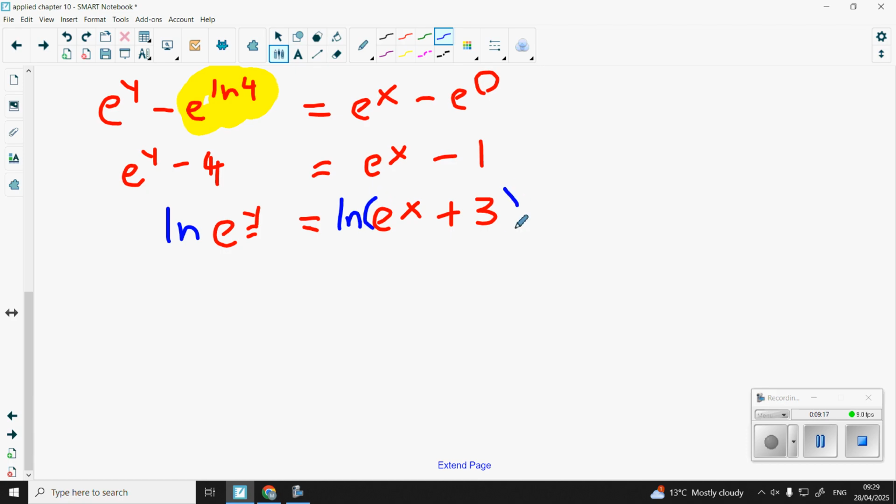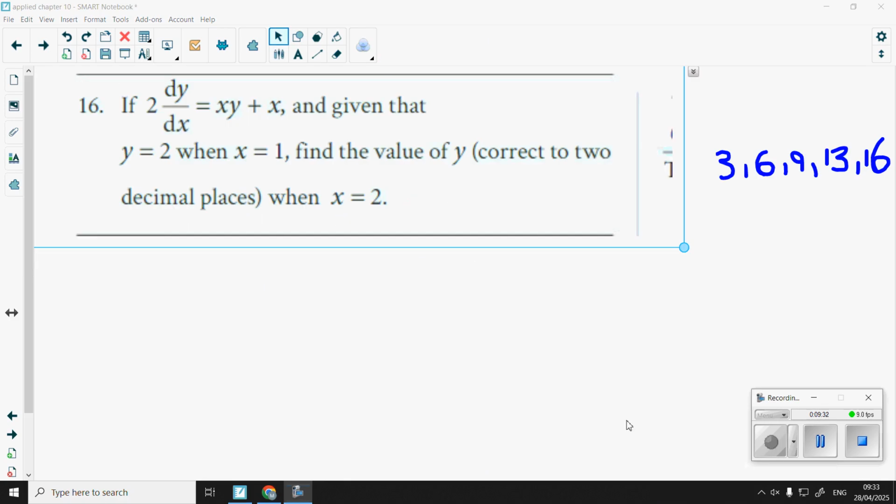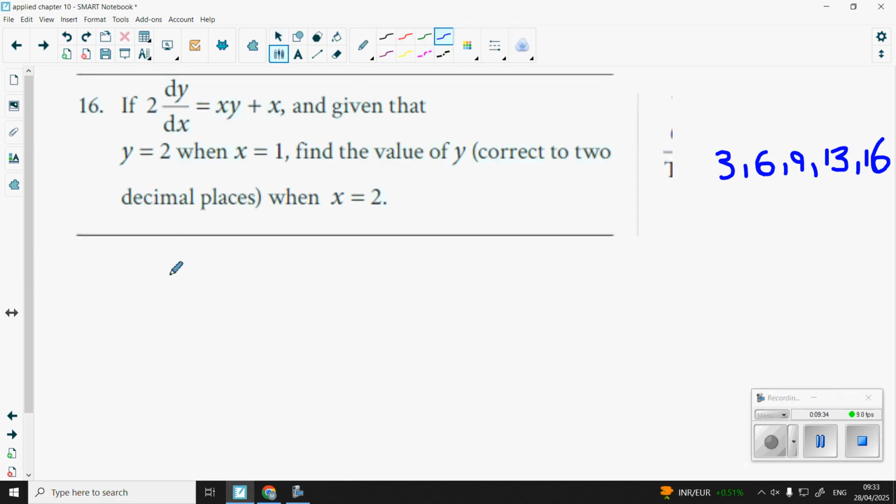ln both sides. Remember your ln of e to the y is e to the x plus 3. Bring the y to the front, and you get y ln e. And what is ln e? 1. And you just get y equals the answer. Yeah, you have your answer now. That's it. I'll jump in behind here.